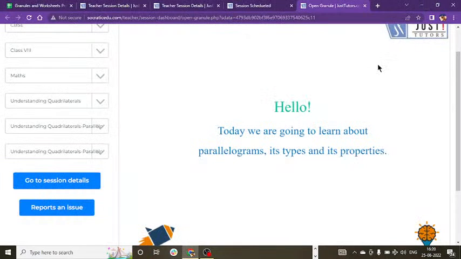We have learned about different shapes and different types, and today we are going to learn about parallelogram, its types and its properties. So yes, let's get started.